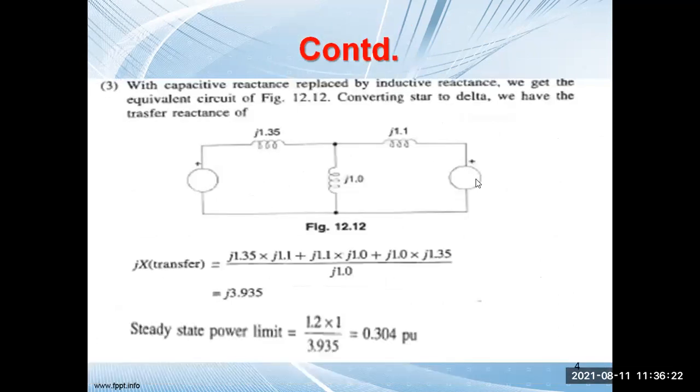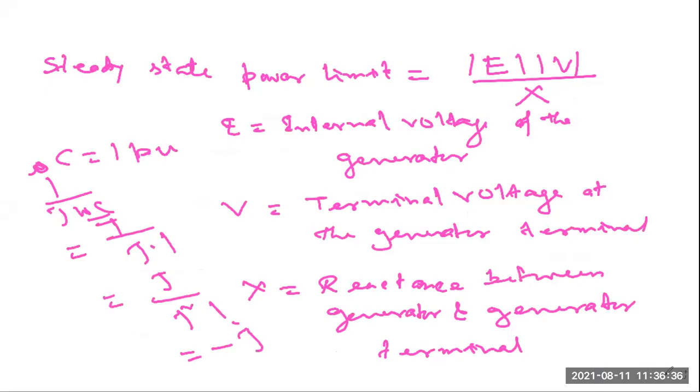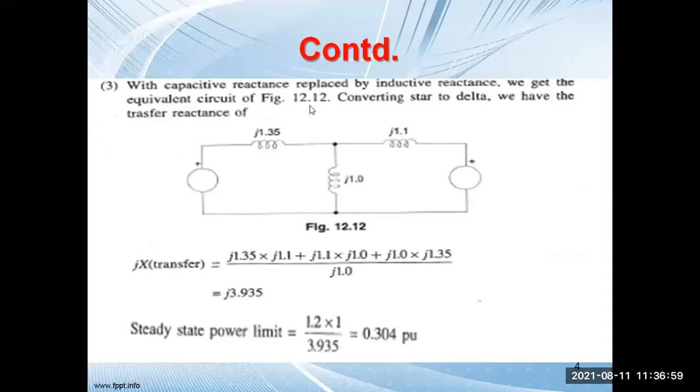Next, what we'll have, we are replacing that capacitor by an inductive reactance. Okay. So what will happen for an inductive reactance, I will show you. For an inductor, the reactance we know is basically J omega L. Now, this omega L is your 1 per unit. So that's why it is J1 per unit. So that's why here we have substituted J1.